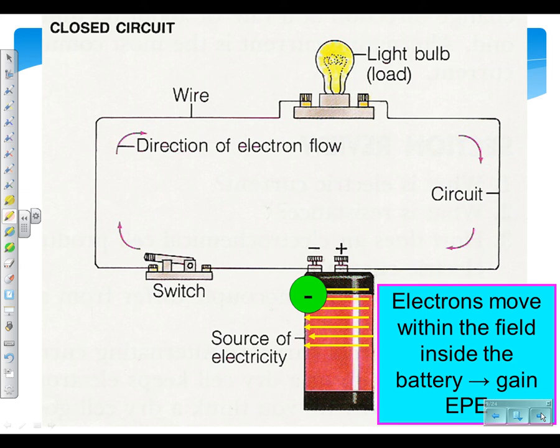So, electrons move inside of the battery and they gain electric potential energy. That's what a battery does. There is a chemical reaction inside of this battery, and it causes electrons to gain electric potential energy as they move through the battery.